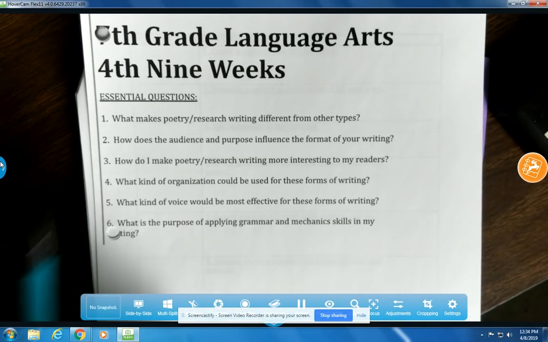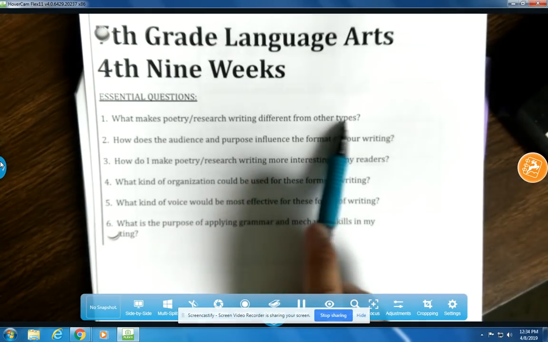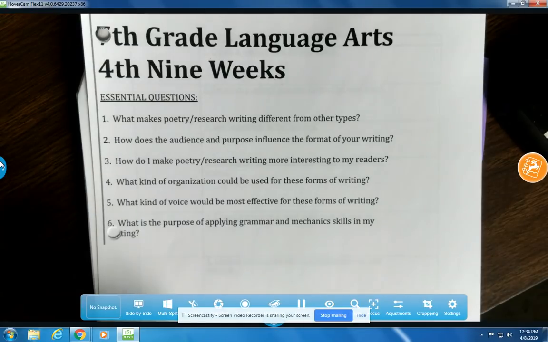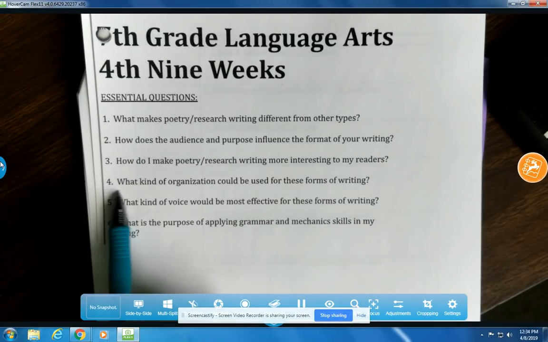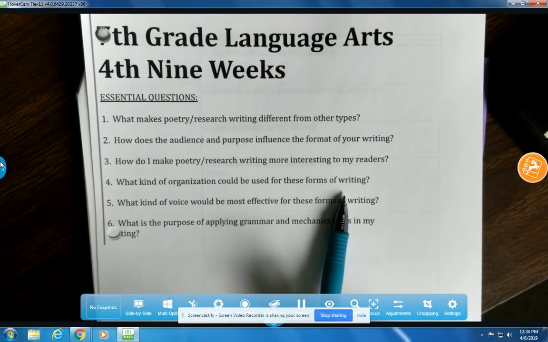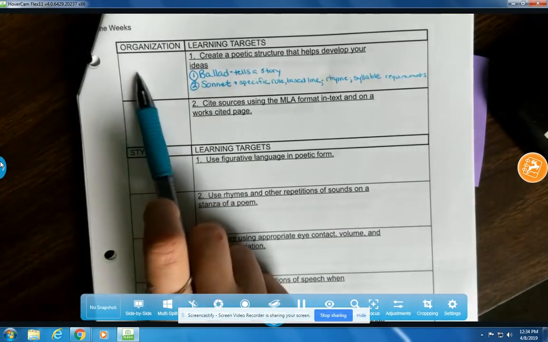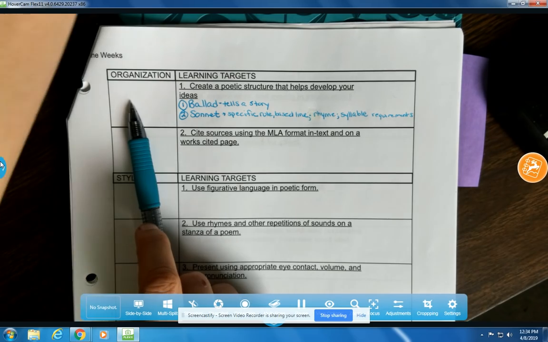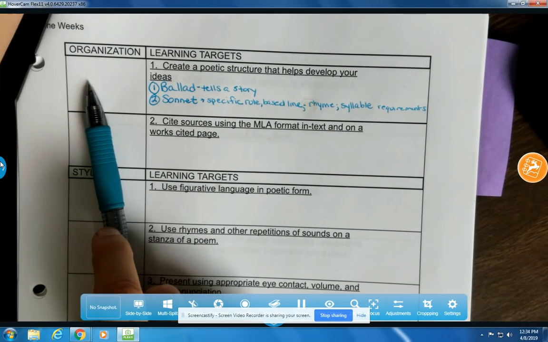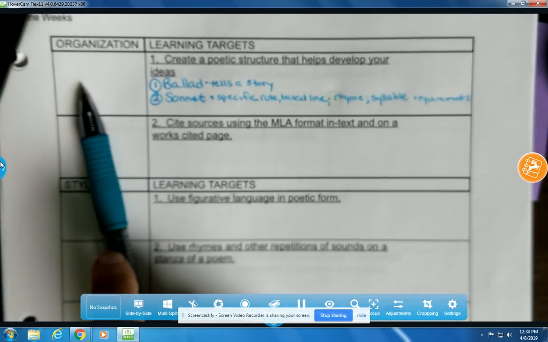Today we're looking at essential question number 1, what makes poetry different from other types, as well as essential question number 4, what kind of organization could be used for poetry. We're going to go back into the same learning target that we've covered before, so please date it today's date, and that's organization number 1, create a poetic structure that helps develop your ideas.